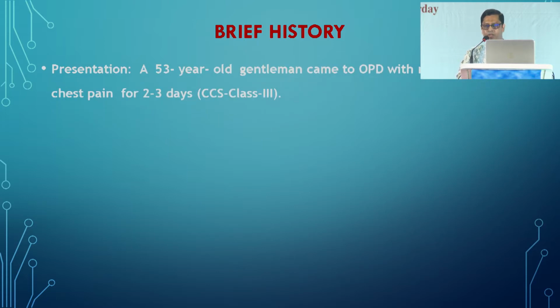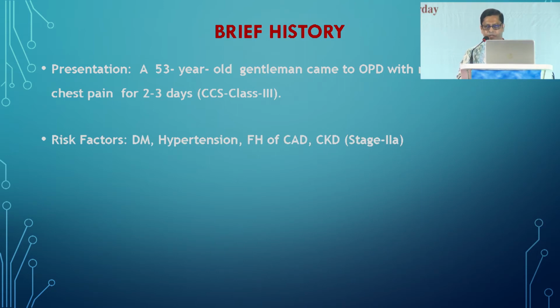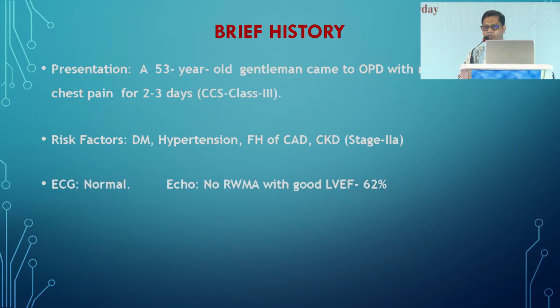A 53-year-old gentleman. Risk factors were diabetes, hypertension, CKD, and family history of coronary artery disease. ECG was normal and echo was normal. Ejection fraction was very good.